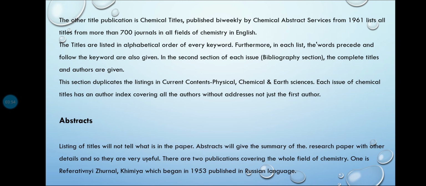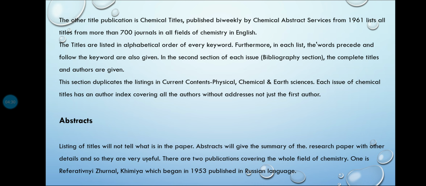In the second section of each issue, that is the bibliography section, the complete titles and authors are given. This section duplicates the listings in Current Contents: Physical, Chemical, and Earth Sciences. Each issue of Chemical Titles has an author index covering all the authors without addresses, not just the first author.